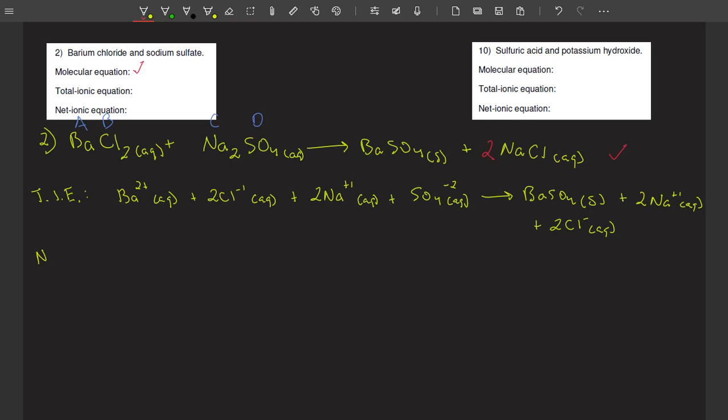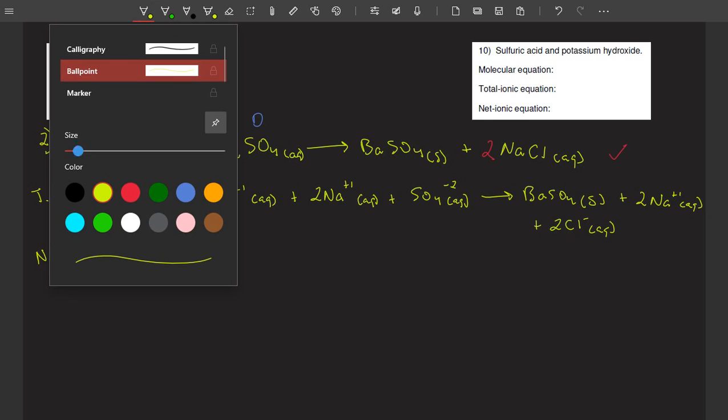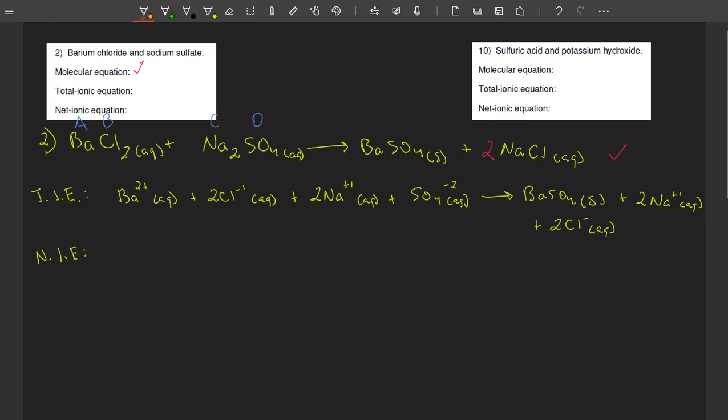Next is our net ionic equation. Here's where we can go back and take a look. What appears on both sides? Barium, barium ion. One barium ion is here, none here. We leave it alone. 2 chlorides. That's it. There's one here and there's one here. We can cancel those out.